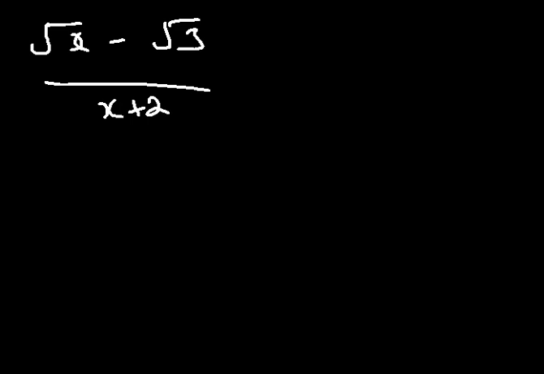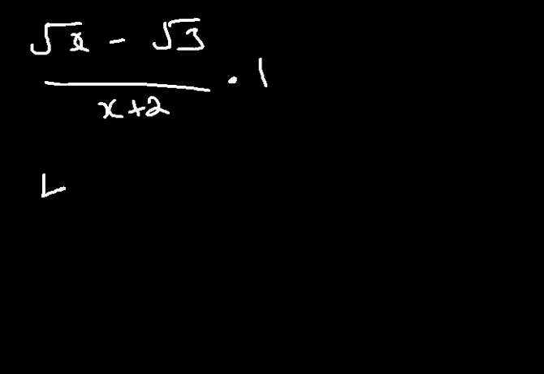So what if we have, let's say, the square root of x minus the square root of 3 divided by, let's say, x plus 2. Now we have to rationalize the numerator here. So what is the working principle? We multiply by 1, where 1 is built from the conjugate of the numerator. So what is the conjugate?